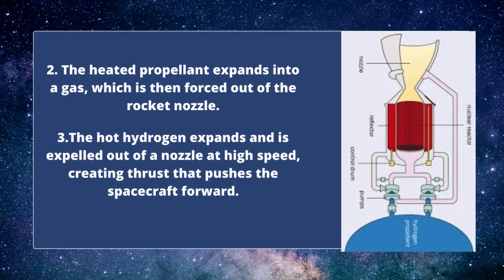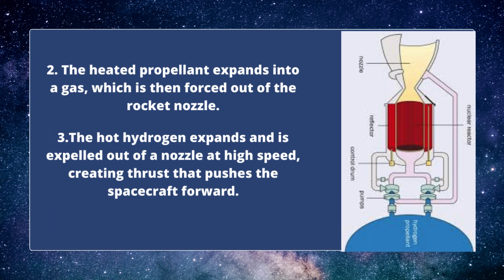Second, the heated propellant expands into a gas, which is then forced out of the rocket nozzle. Third, the hot hydrogen expands and is expelled out of a nozzle at high speed, creating thrust that pushes the spacecraft forward, which is shown to the right of the power.